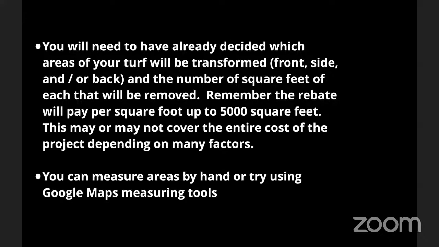And to do that, you can measure areas by hand, or you can try using Google Maps measuring tools. So if you go to maps.google.com, like you are getting directions from Google, you can type in your property, zoom in as much as possible. In the lower left-hand corner, you can click on a square that says satellite, and it brings up the satellite view, and you can kind of line things up.